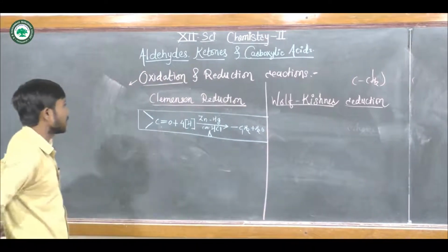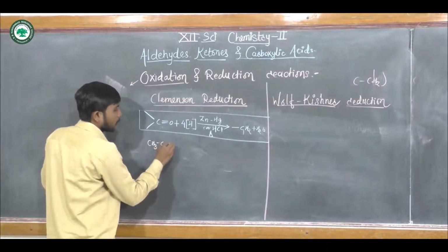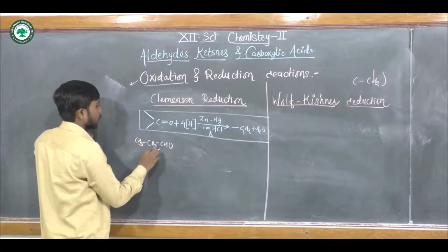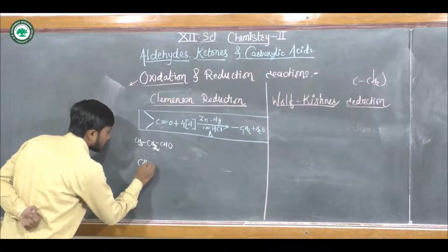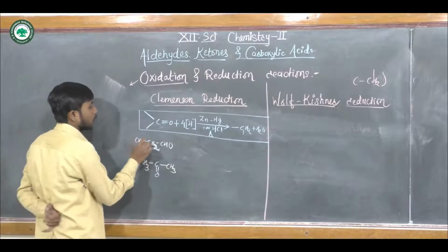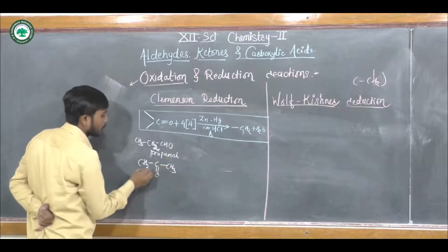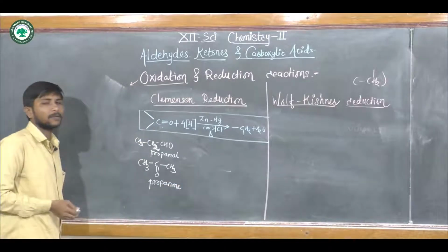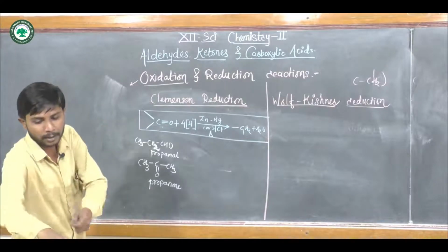Now we can take examples like CH3CHO, and side by side a ketone also. Its name is propanal, the three-carbon compound, and this one is propanone, or the common name we know, acetone. You should rewind and revise the nomenclature we have seen in the previous videos.